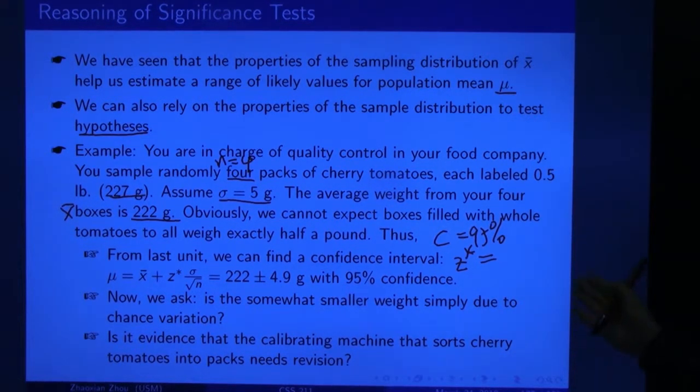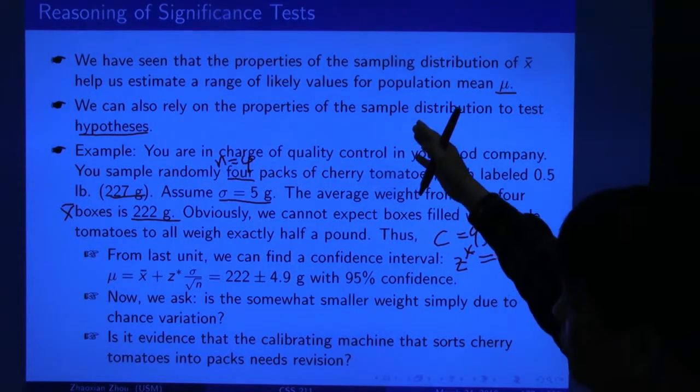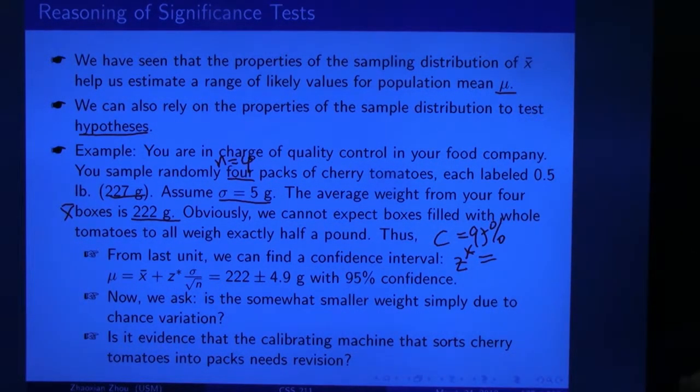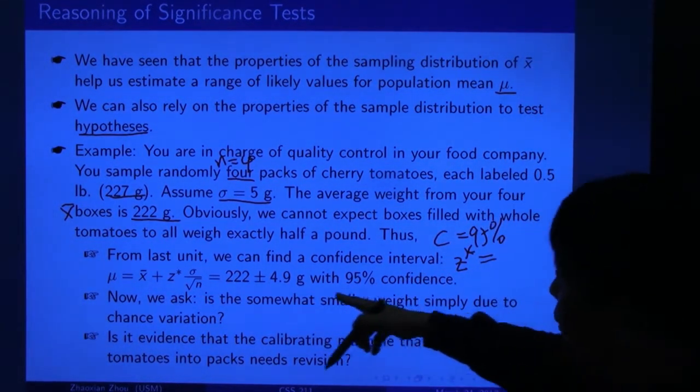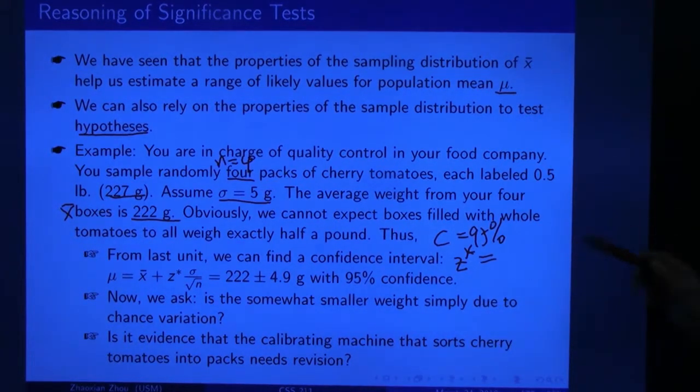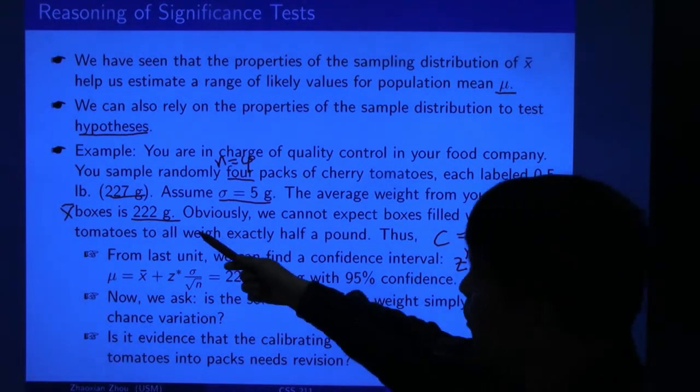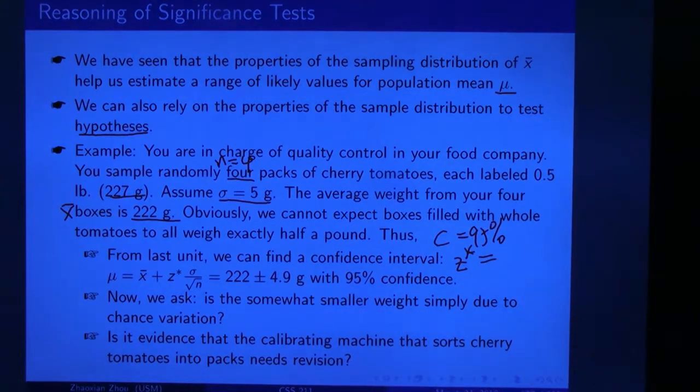For this question, we are not going to infer the population mean with a confidence interval. We are not going to do this. But the question we are interested in is the first one: is this smaller sample mean just because of chance variation? That's the first question. The second question: do we need to revise the calibration machine? If the machine is wrong, then we need to recalibrate it. So this is the question we need to ask.